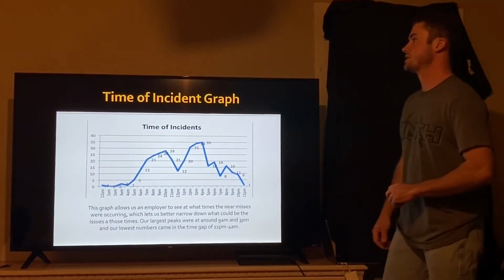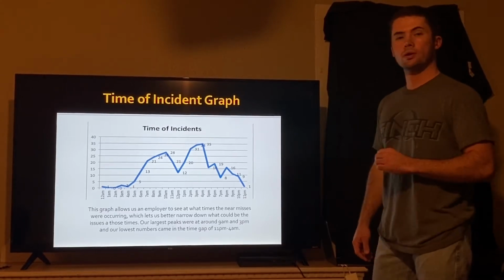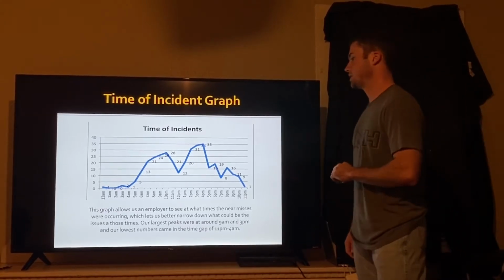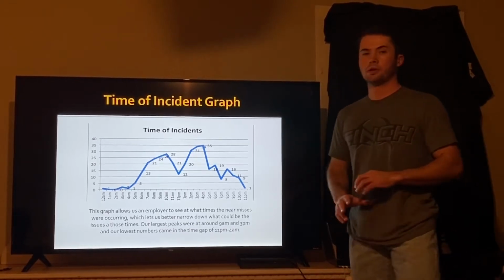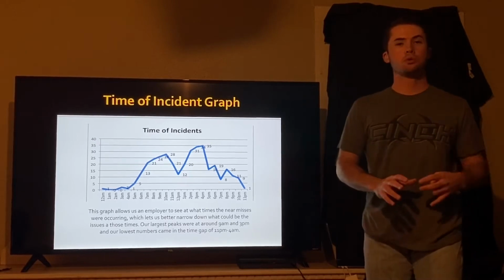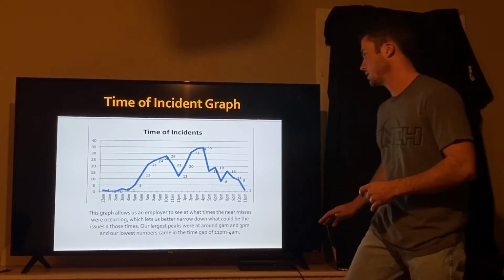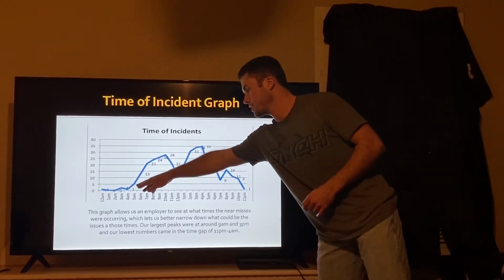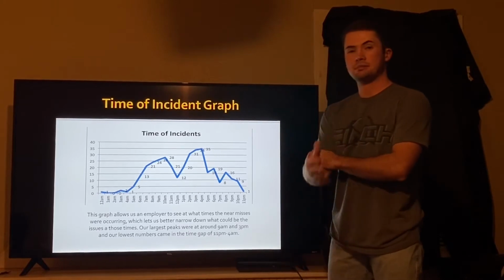Our next graph is the time of incident graph. This graph allows us as an employer to see what times the near misses that were calculated from the data that was recorded were most reported, and what times they were least reported. We can see that here, and we have the number of near misses that were reported at maybe the same time.